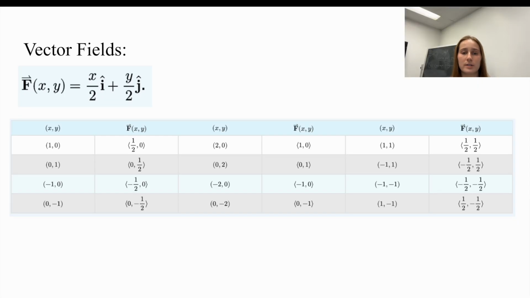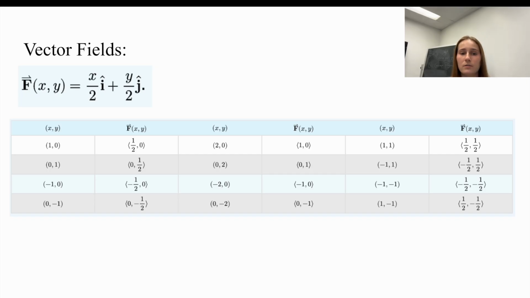A vector field assigns a vector to each point in a plane or space, showing a magnitude and direction at every location. We can apply these vectors to hurricanes to represent both wind speed and direction of wind flow relative to the eye of the hurricane. For a general example of a vector field, consider the vector field equation f(x, y) = (x/2) i-hat + (y/2) j-hat.